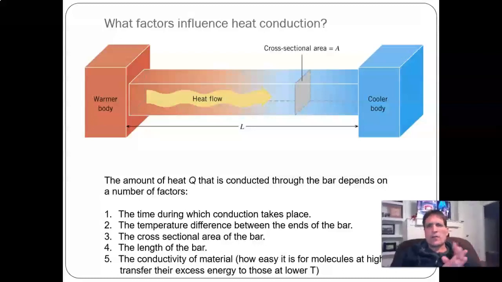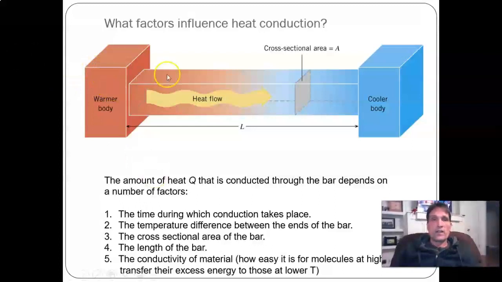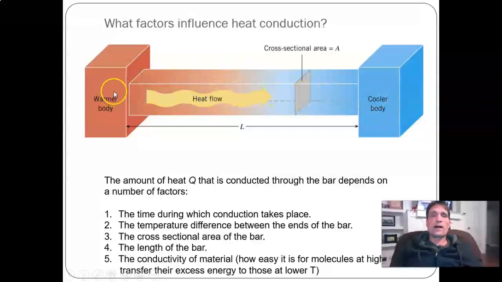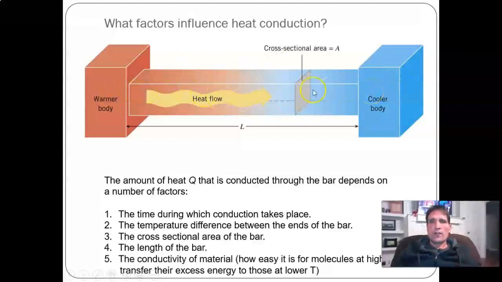Now there are other variables that also come into play here. Let's consider a warmer body. So you have two ends here, and you have a metal bar in between. One end of the metal bar is in contact with a cooler body, and the other end of the metal bar is in contact with the warmer body. Let's assume that we place some insulation around the sides so we don't lose any heat from the sides, so that the only heat being transferred from the hot body to the cold body is by conduction through the metal rod. Okay, so what factors influence the amount of heat that's going to be transferred?